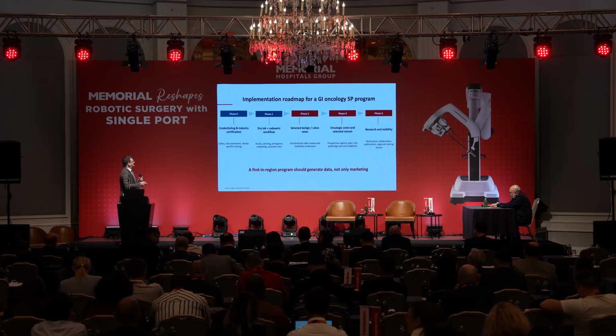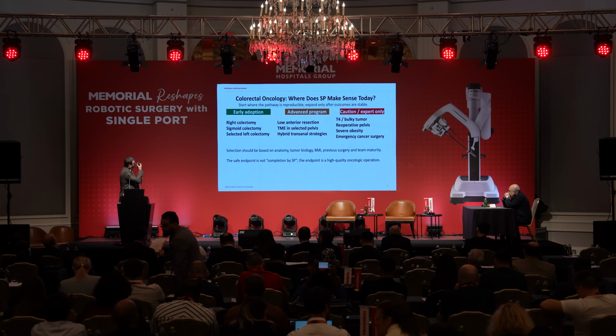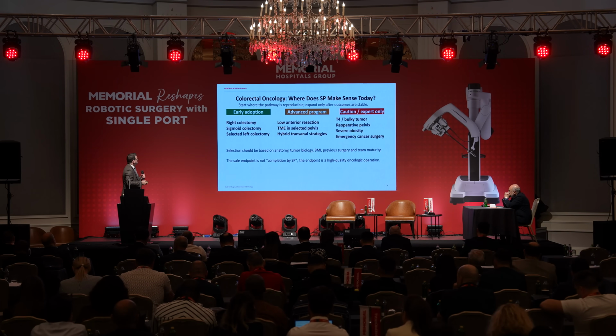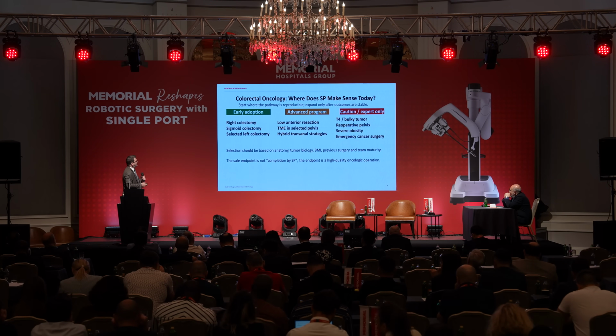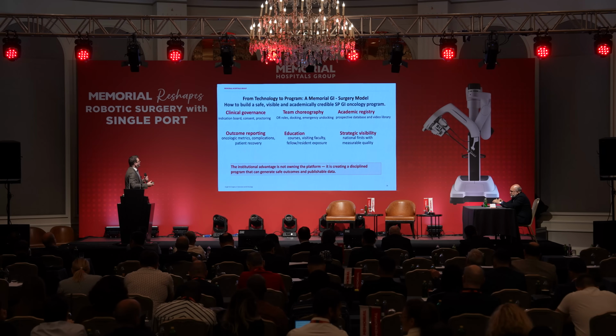But it's not only a marketing issue, it's a total program. And for early adoption, we recommend benign right colectomies and sigmoid colectomies in early cases. I don't recommend sigmoid diverticulitis, which is also a complicated case. And then with your experience, you can move to advanced cases with low anterior resections, TME, then you can move forward maybe to multivisceral resections, but it requires time and structure.